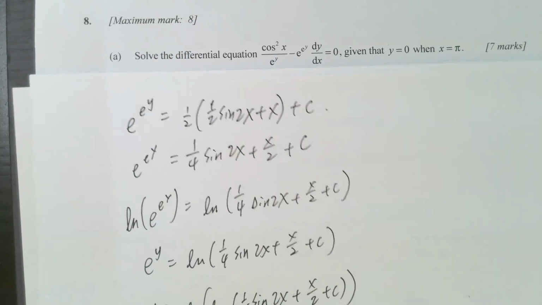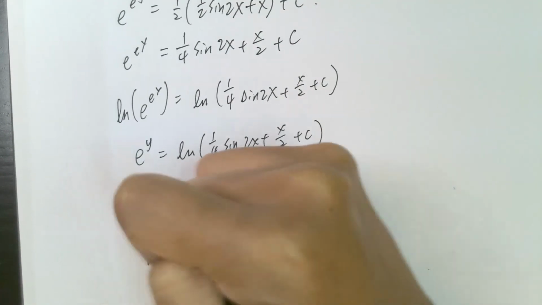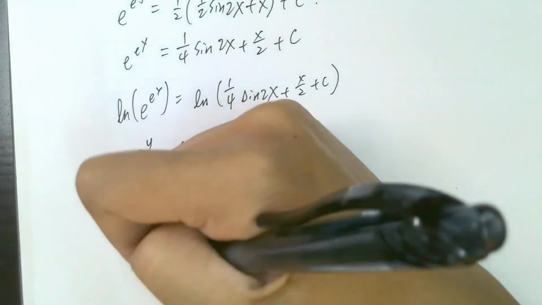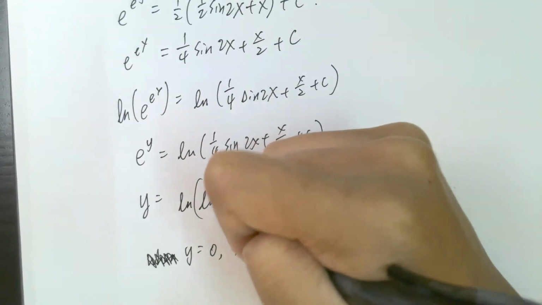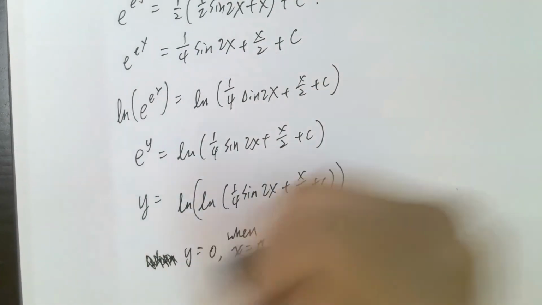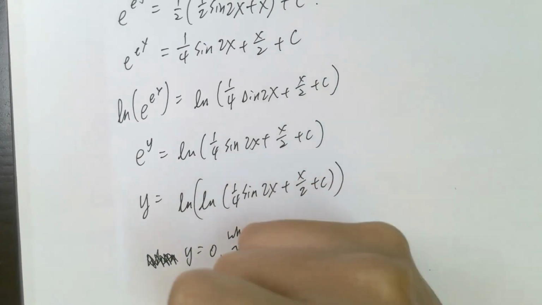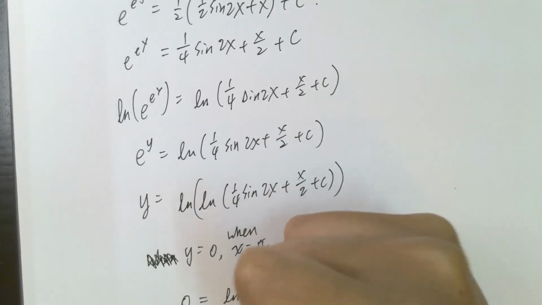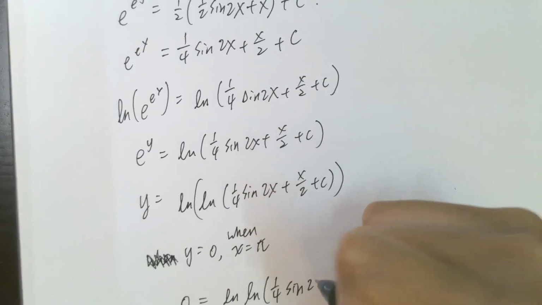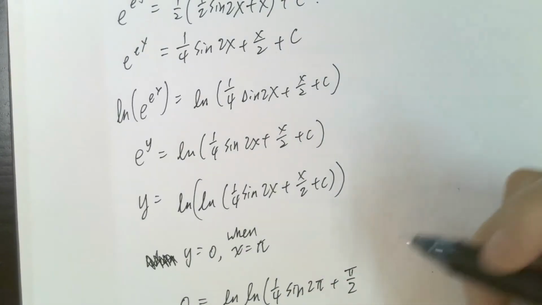All right. So when y is equal to 0, x is equal to, actually the reverse. Okay, y is equal to 0 when x is equal to pi. Right? So let's just plug these in so that we can figure out c. So we've got 0 equals ln of ln, and then 1/4 sine 2x, so 2 pi, plus pi over 2 and plus c. Now that's interesting.